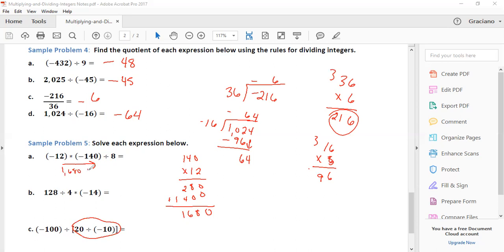And then you're going to divide that by 8. So you do 8 into 1,680. 8 goes into 16 2 times. 8 goes into 8 1 time. And then 8 goes into 0 0 times. So my answer is 210.